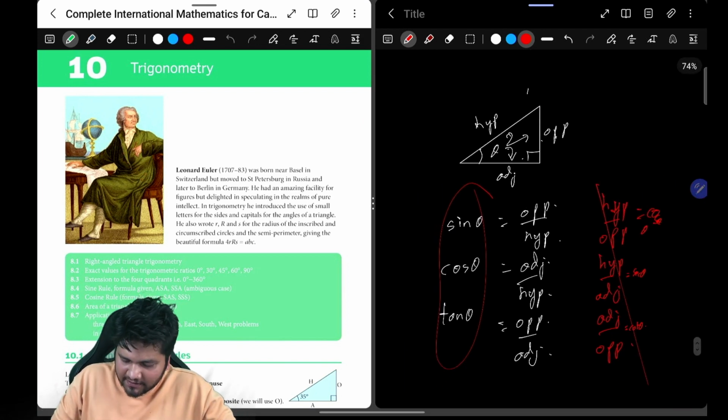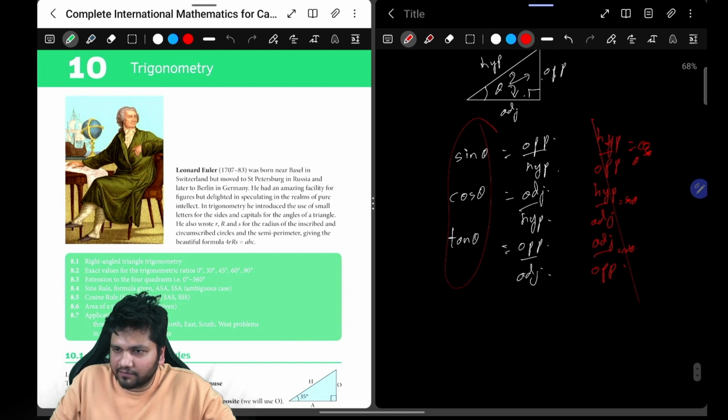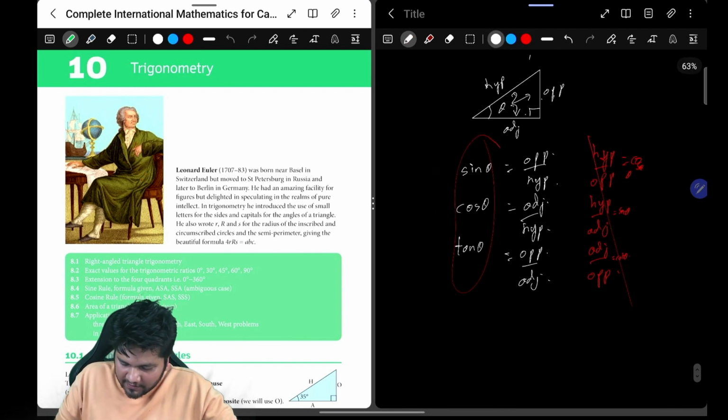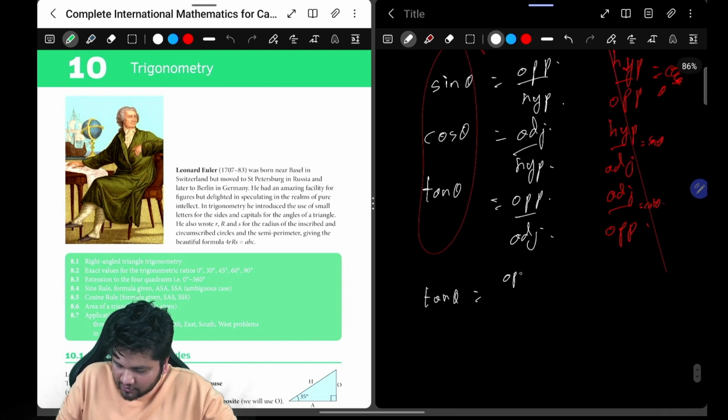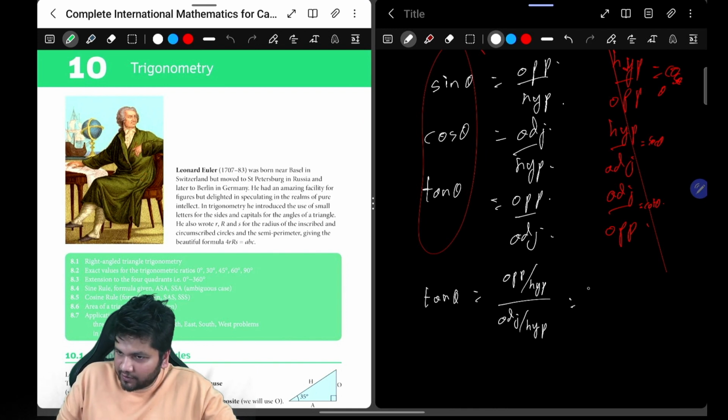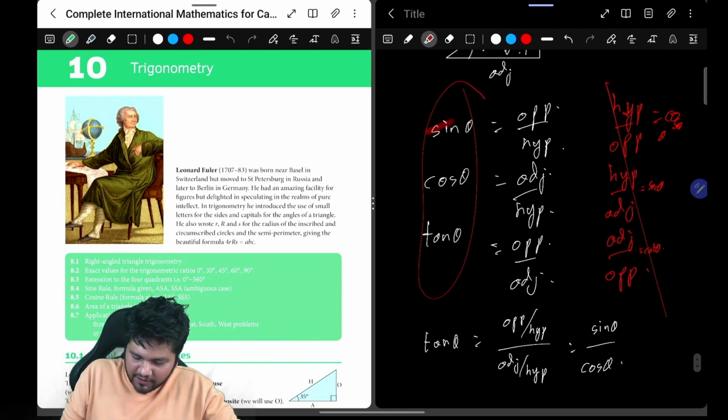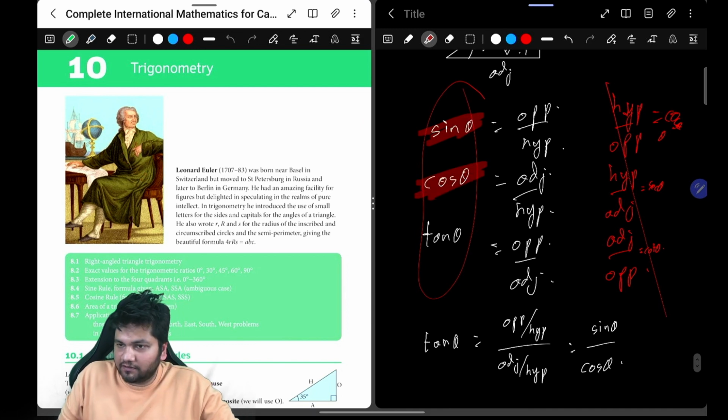Majorly, if you see, sin theta and cos theta are important. Tan theta is not even that important. Why? Because think about it. Tan theta, if I want, I can write, like, I will divide numerator and denominator by hypotenuse. So it's going to be opposite upon hypotenuse and adjacent upon hypotenuse. So opposite upon hypotenuse is nothing but sin theta, and adjacent upon hypotenuse is nothing but cos theta. So if you see, the major trigonometric ratios are only sin theta and cos theta.